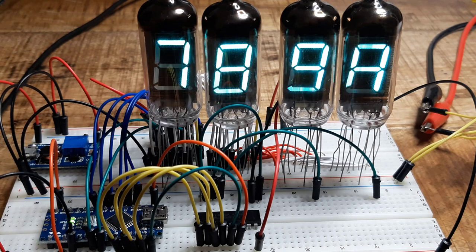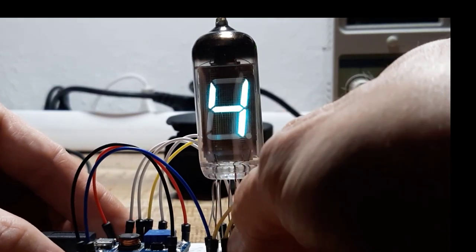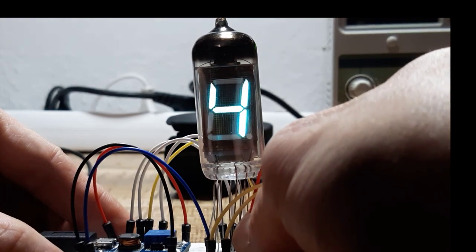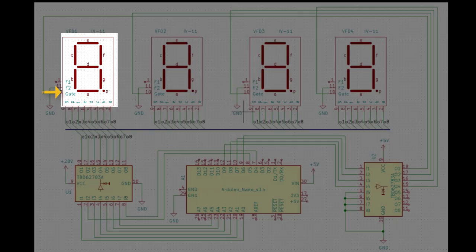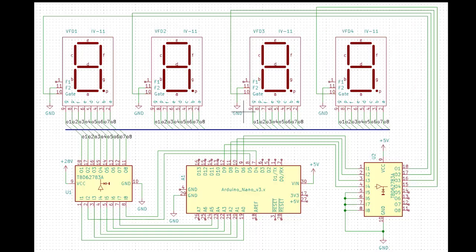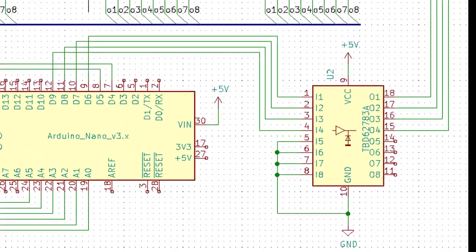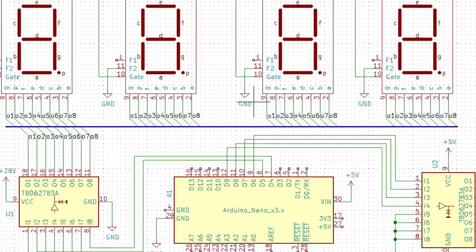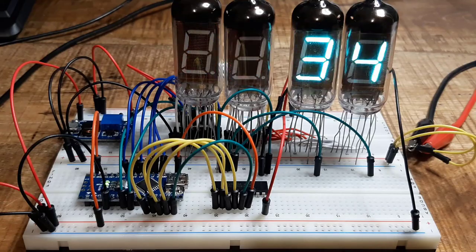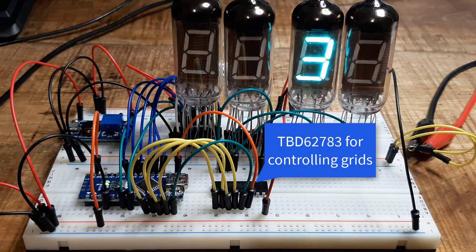Remember that pulling the grids to ground turns the tube off, while positive anode voltages turn it on. So we can use the grids to control the tubes in a way that only one tube is active at a time. Like the anodes, the grids can also be easily driven by a transistor array. The anodes are connected in parallel, that means that the microcontroller shifts out the numbers one after the other. Due to the control of the grids, the numbers are only displayed on their assigned tube, one after the other.